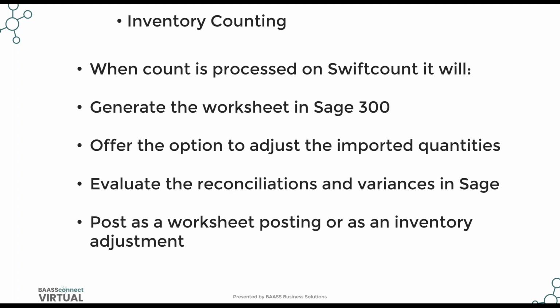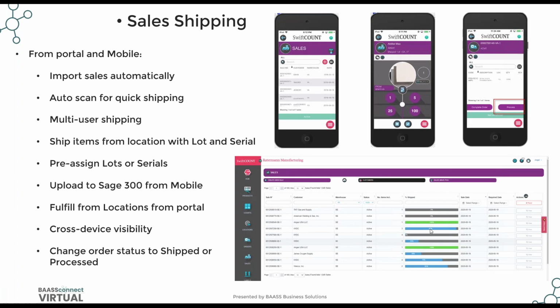Again, we do not do anything with the GL, so the variance posting is what will post the GL. Sales shipping, same idea. Every sales order that gets created in Sage will get imported into Swiftcount, and the platform will be used.